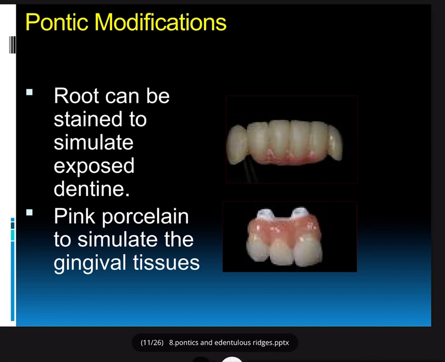If you see that residual ridge height is not there, maybe you can make this root stained so that it will look like the exposed dentine. Or you can stain here so that it will look like the root, or you can put some pink porcelain or pink acrylic there so that it will simulate the gingival tissue. Normally we prefer porcelain because the porcelain is glazed and it has less chance of gathering plaque. As you know, acrylic naturally has some pores, so we prefer pink porcelain there.